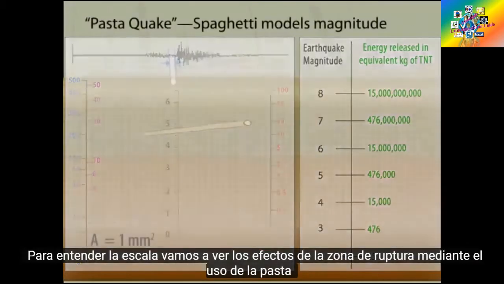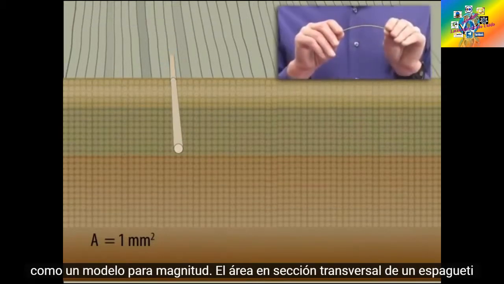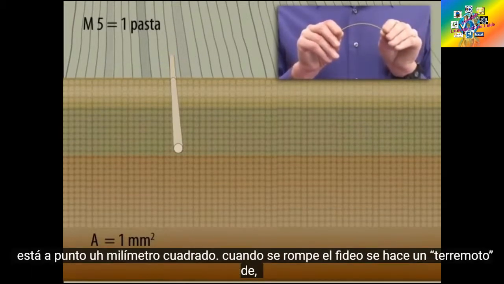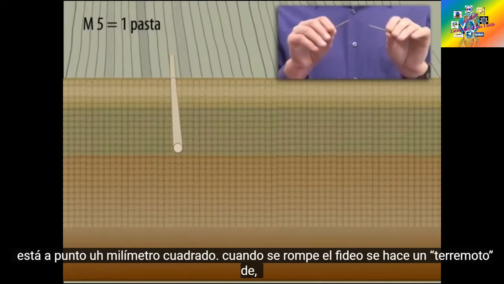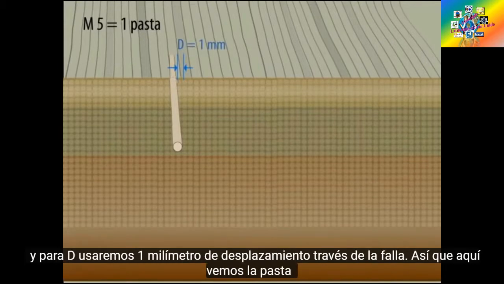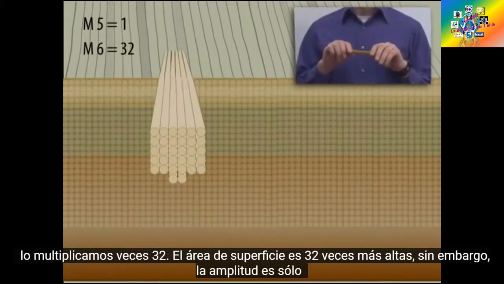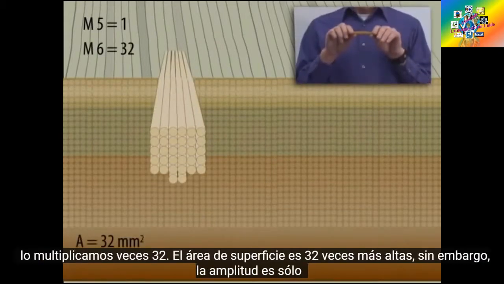To understand the scaling, we'll look at the effects of the rupture area by using pasta as a model for magnitude. The cross-sectional area of a strand of spaghetti is about 1 square millimeter. When you break the noodle, it makes an earthquake of, let's just say, magnitude 5 for our model. Mu is constant for all strands of pasta, and for d, we'll use 1 millimeter of displacement across the fault. So here we see the pasta break and move laterally 1 millimeter. To increase it to a moment magnitude of 6, we multiply it times 32. The surface area is 32 times higher, yet the amplitude is just 10 times higher.